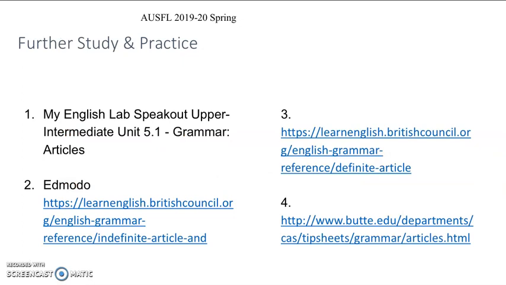Before we finish this lesson, I'd like to give you some options to study more and to practice more. First, you can go to your My English Lab account and you will find some grammar exercises about articles in Unit 5.1. You can also go to Edmodo and you will see those links that I posted. They provide further explanations and practices about articles.